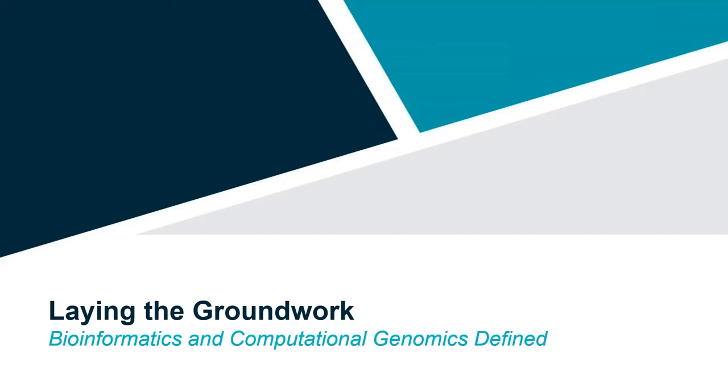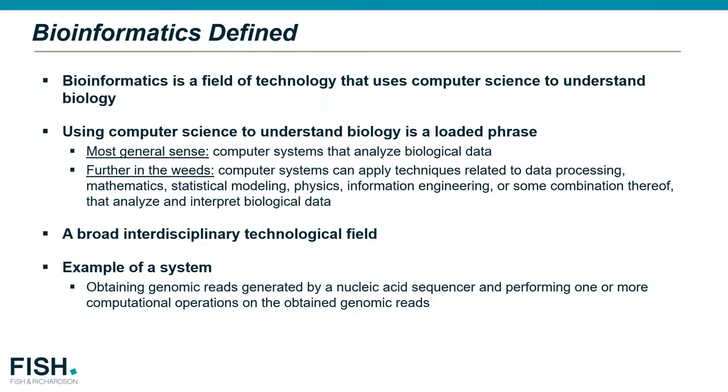Groundwork and giving a little bit of a definition, since bioinformatics and computational genomics are such broad terms. So how are we defining bioinformatics? It's a field of technology that uses computer science to understand biology. The computer science is used to understand biology. It's really a loaded phrase. What do we mean by all those terms?